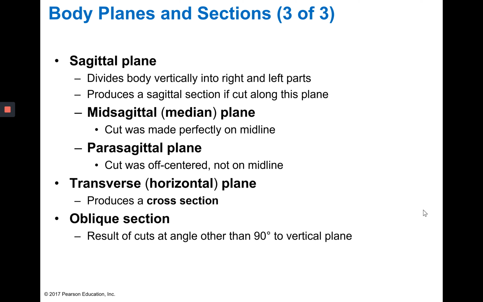Whereas a parasagittal plane would be a cut that's off-center, it's not on the midline, but it's still separating the human body into a left and right side, just not equal. And then one we haven't mentioned yet is an oblique section, which is the result of cuts at an angle, so it's a diagonal section.